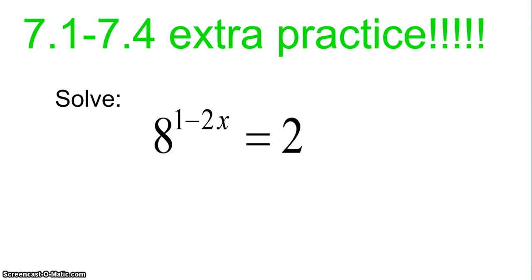Alright, getting right into it. I want you to solve 8 to the 1 minus 2x equals 2. I want you to come up with 2 separate solution methods. Pause the video, unpause when you're ready to check your answers.